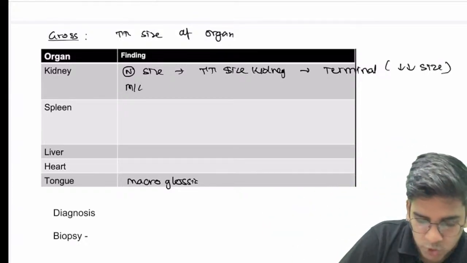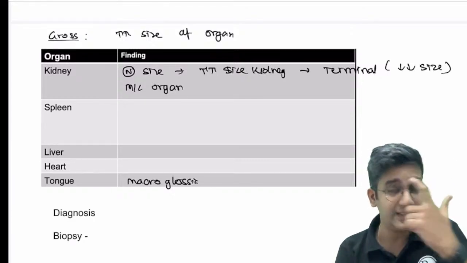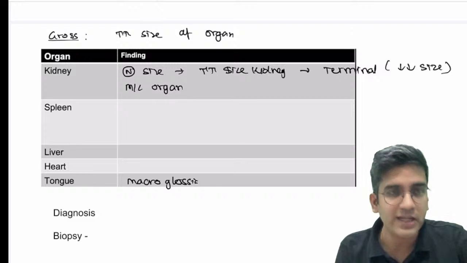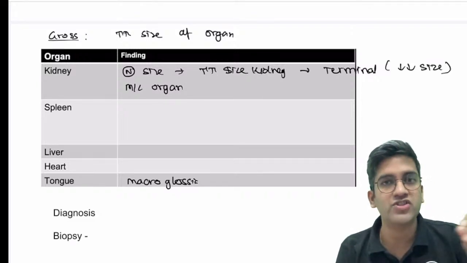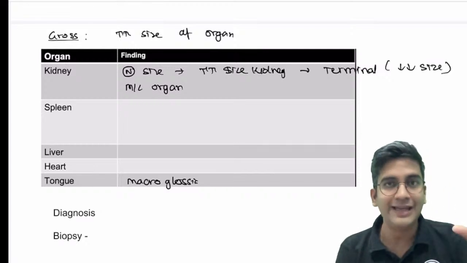Kidney is undoubtedly the most common organ involved in amyloidosis. If a clinical scenario says enlarged kidney, no cyst, no tumor, but causing renal dysfunction, the answer most likely should be amyloidosis. That's a clue for you. Enlarged kidney, no cyst or tumor, think of amyloid.